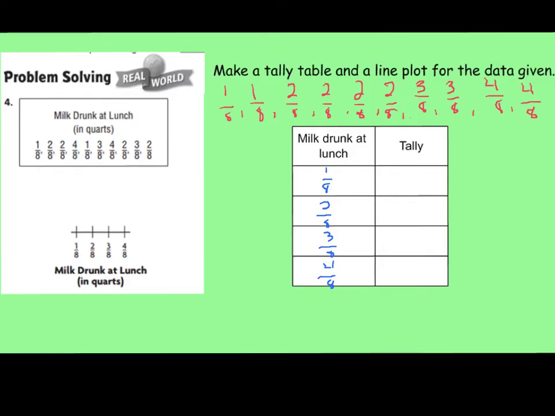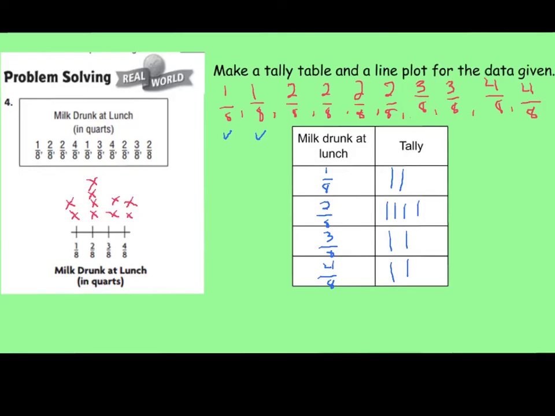So, what I'd like you to do is put a tally for however many of those fractions come up in the tally spot. So we'll do the first one. I have 2 students that drank 1/8 quarts of milk at lunch. So I'm going to put 2 tallies. Now go ahead, fill out the rest of your tally table, and then come over here to your line plot and see if you can fill that out also. And we'll check over it in just a minute.